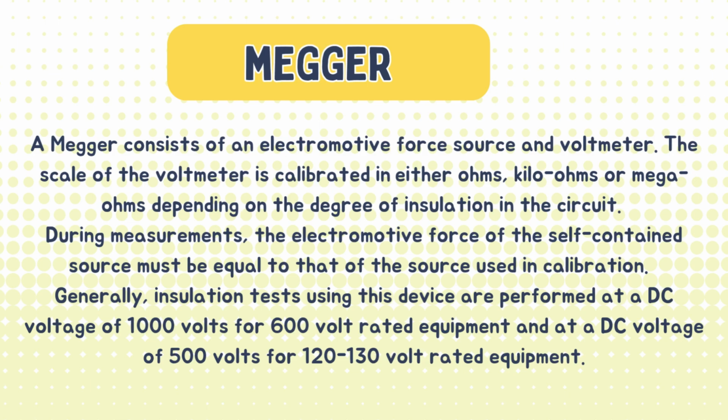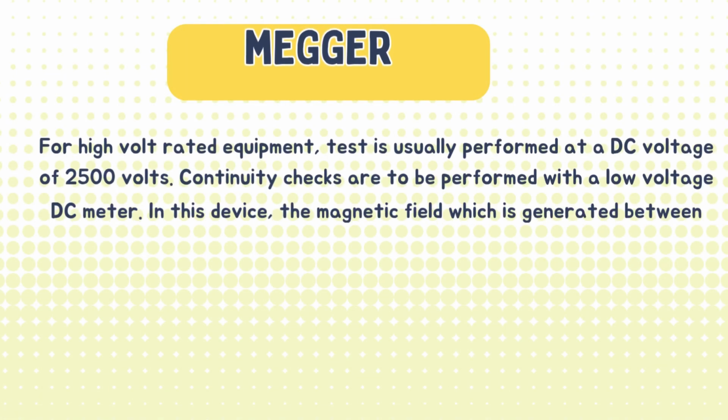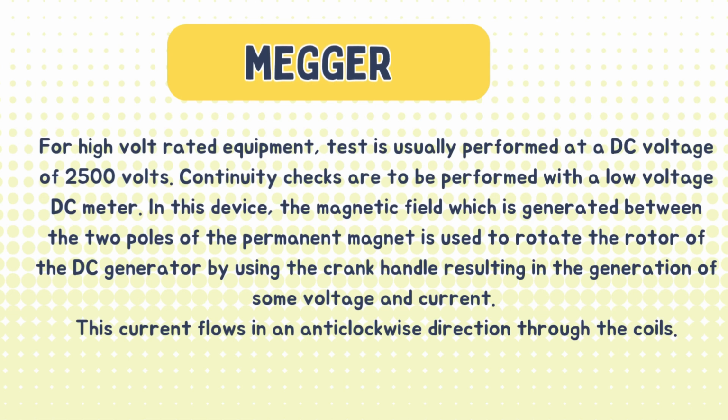Generally, insulation tests using this device are performed at a DC voltage of 1000 volts for 600 volt rated equipment and at a DC voltage of 500 volts for 120 to 130 volt rated equipment. For high voltage rated equipment, the test is usually performed at a DC voltage of 2500 volts. Now, the continuity checks are to be performed with a low voltage DC meter.